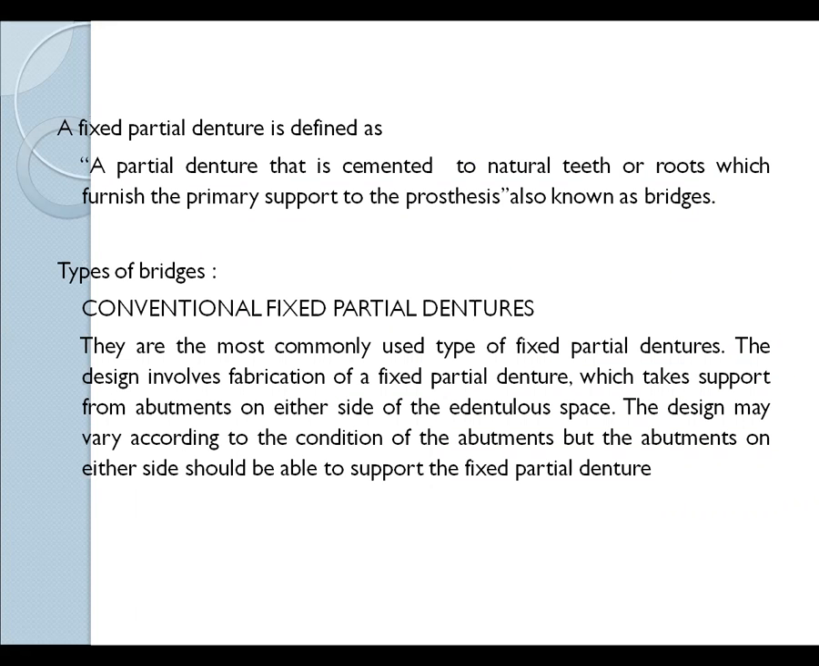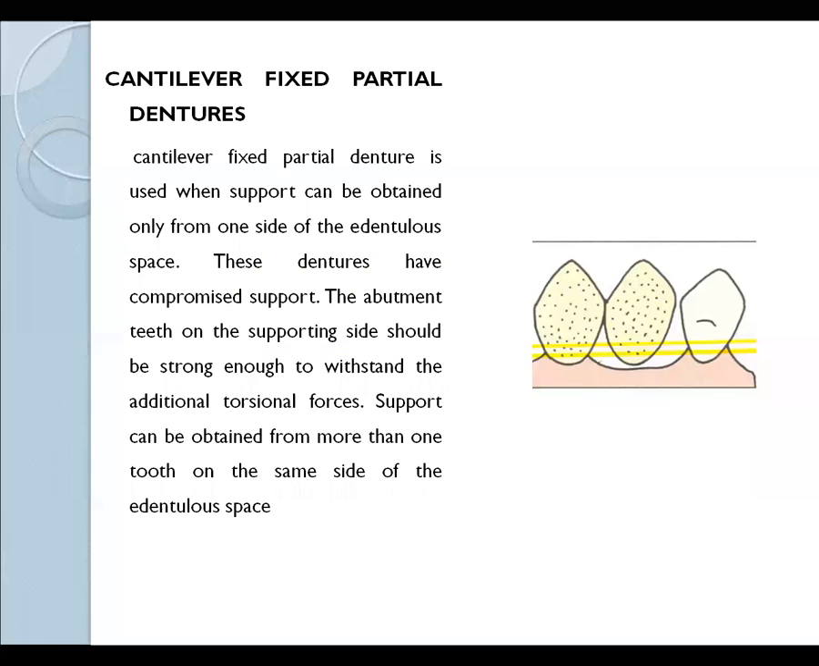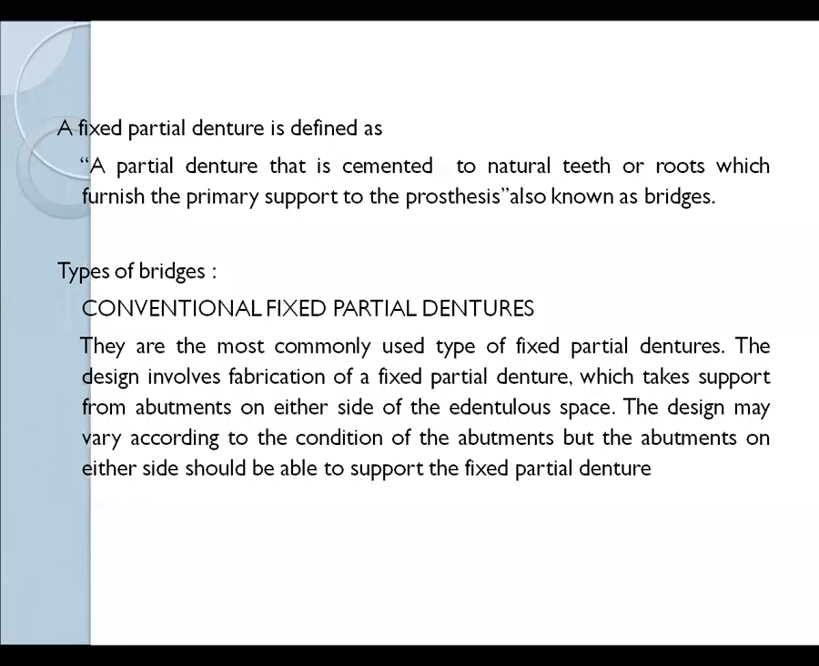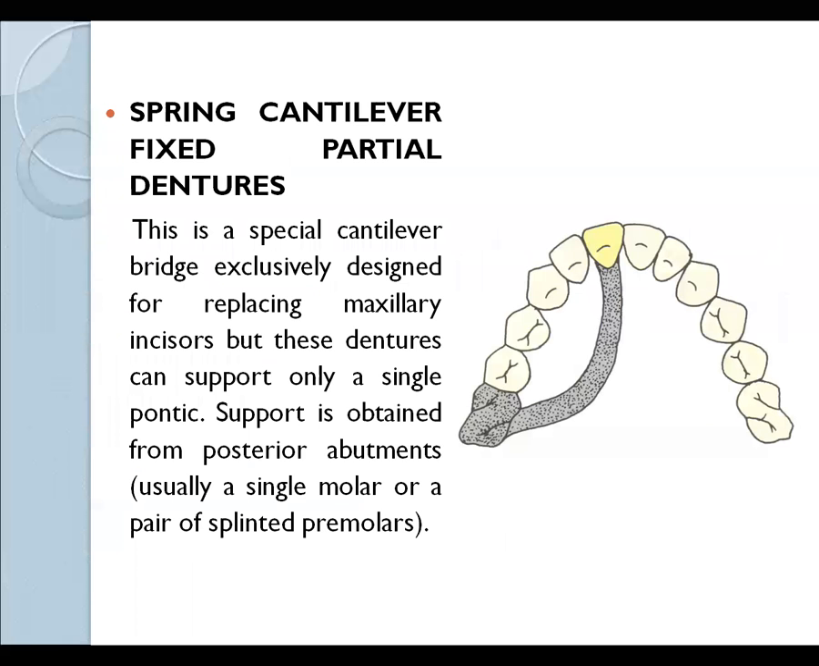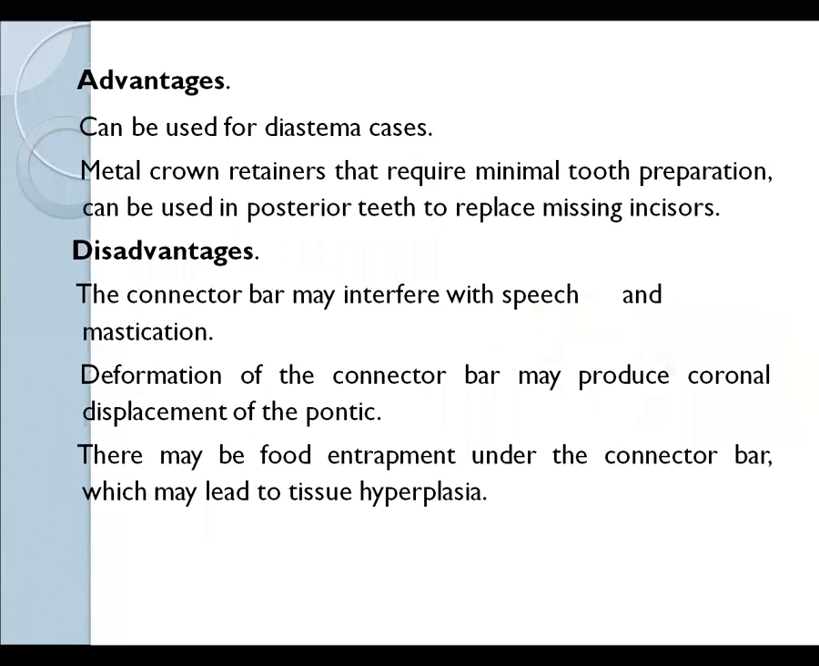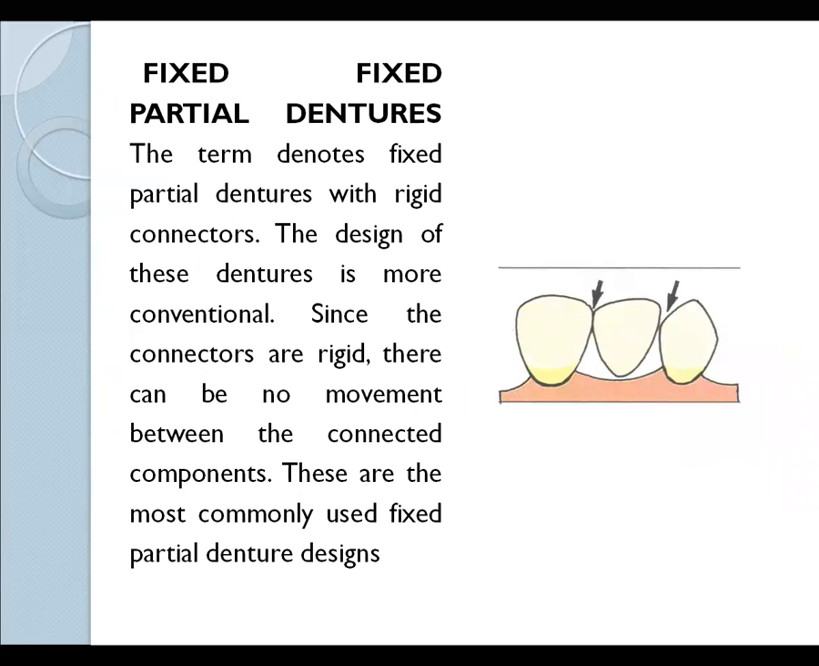Yesterday we have seen the definition and types of bridges, in which we have seen the cantilever fixed partial dentures, conventional fixed partial dentures, their advantages, disadvantages. Then we have seen the spring cantilever fixed partial denture, which is a special cantilever bridge exclusively designed for replacing maxillary incisors, and we have seen its advantages and disadvantages. Now we will continue the remaining part.